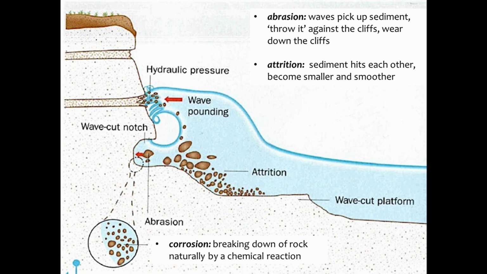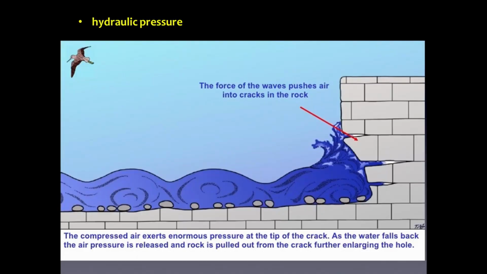Just the simple action of waves hitting the shoreline, it doesn't have to have particles within it for abrasion to occur, but waves hitting the coastline over and over again is eventually going to break apart the rock. One of the methods by which it does this is something that we call hydraulic pressure, which we'll take a look at in a couple of minutes. Okay, I lied. It hasn't been a couple of minutes, but let's take a look at hydraulic pressure.